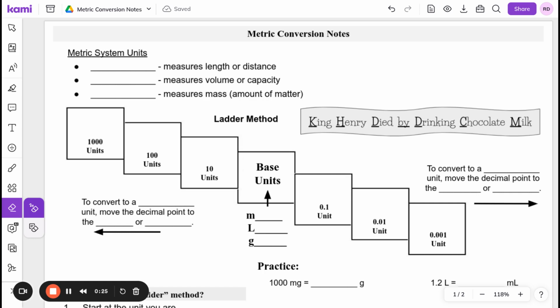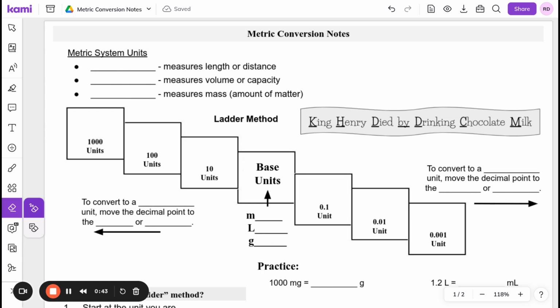So 1, 100, 1,000, 1/10, 1/1000th. They're all powers of 10. And there are actually 2 ways to do your metric conversions, and I'm going to show you both in this video. So you pick which one works best for you.